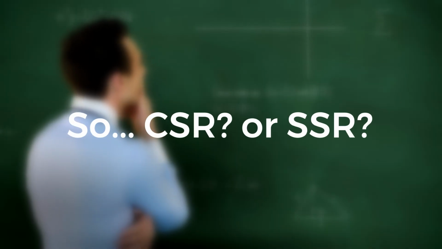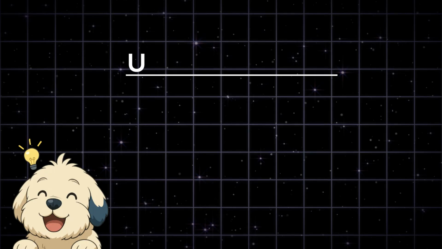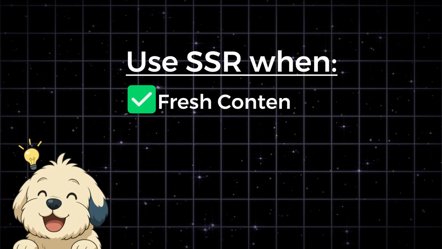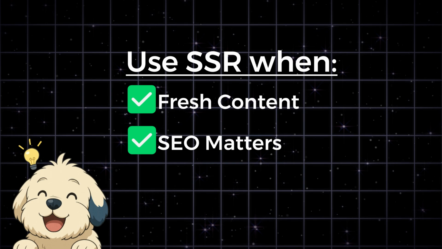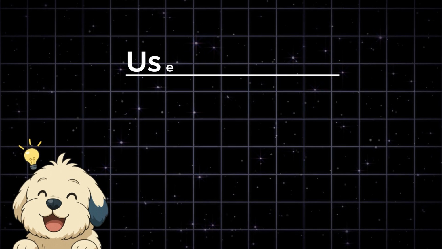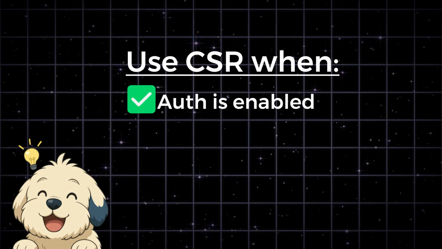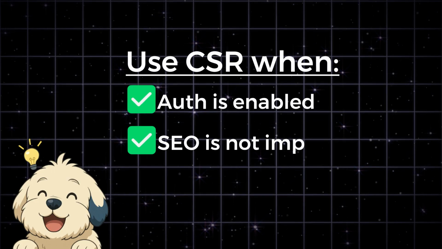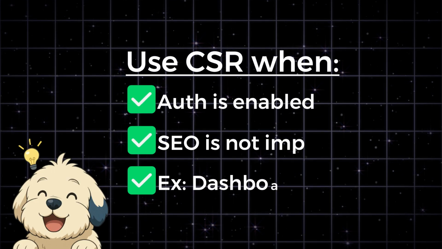But what is better, CSR or SSR, and what should you be using? SSR is used when you need fresh content on every visit and SEO matters so that search engines can read the full HTML right away. Examples are news feeds or stock prices. And CSR is typically used when your page is behind authentication, SEO isn't important, and you want a snappy client experience. Examples are dashboards or admin panels.